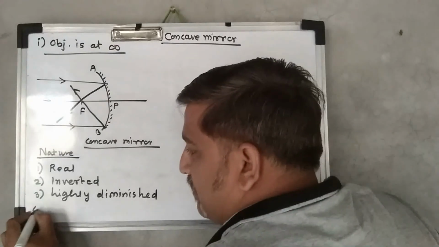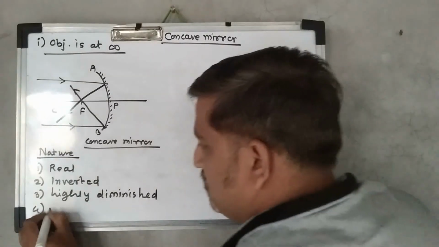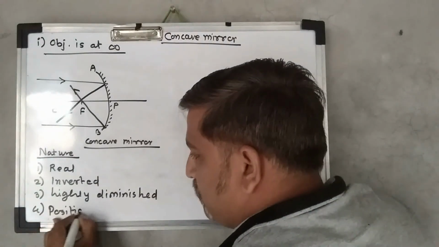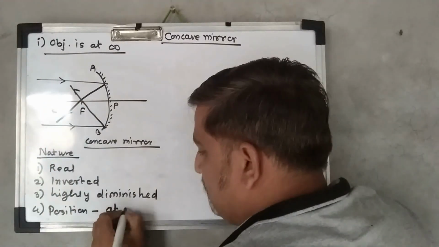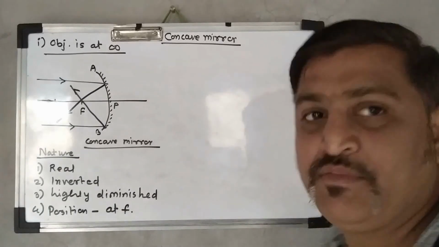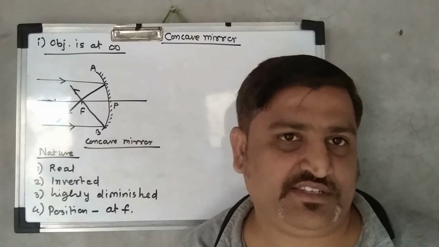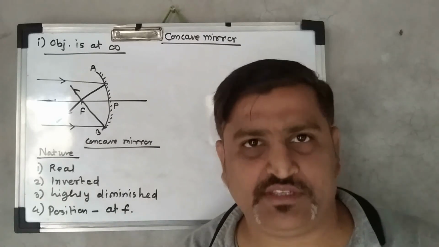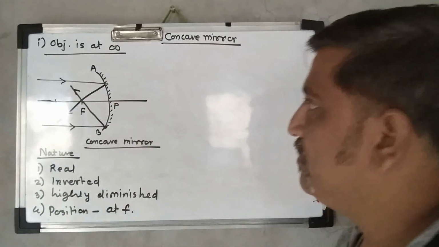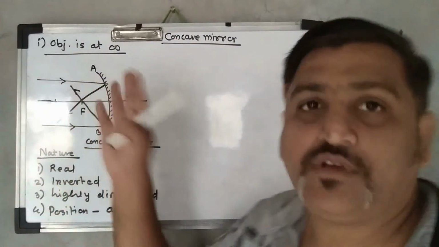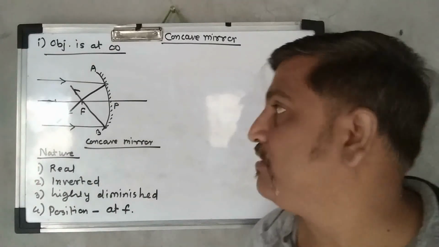And fourth, you write about the position of the image formed. What will the position be? I can say at focus. Where is the image formed? At focus. As I told you, the image is formed due to the intersection of the reflected rays, actually or seemingly, in both cases. We are studying the concave mirror, so here it is actual. I hope that you all understood about the image formed when the object is at infinity.